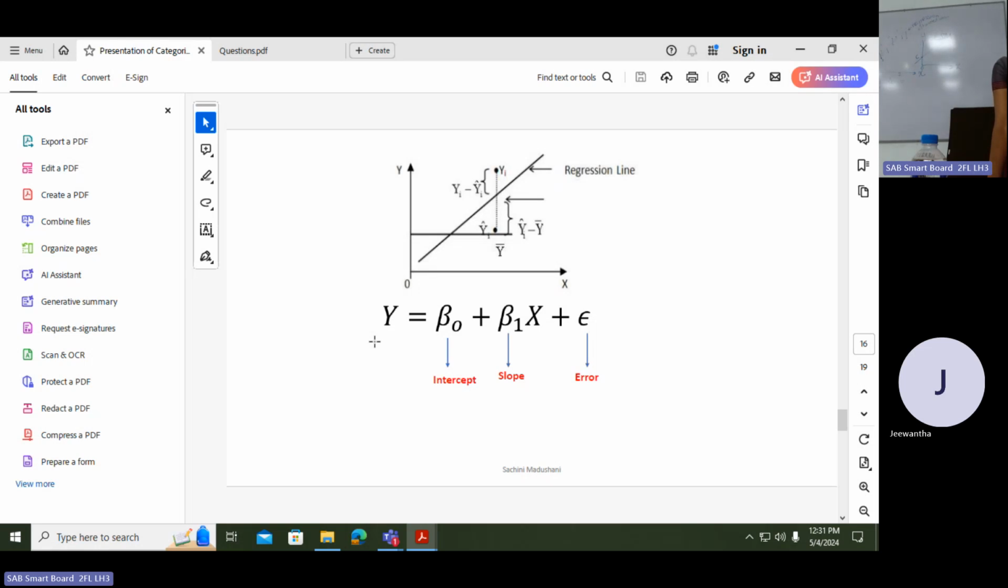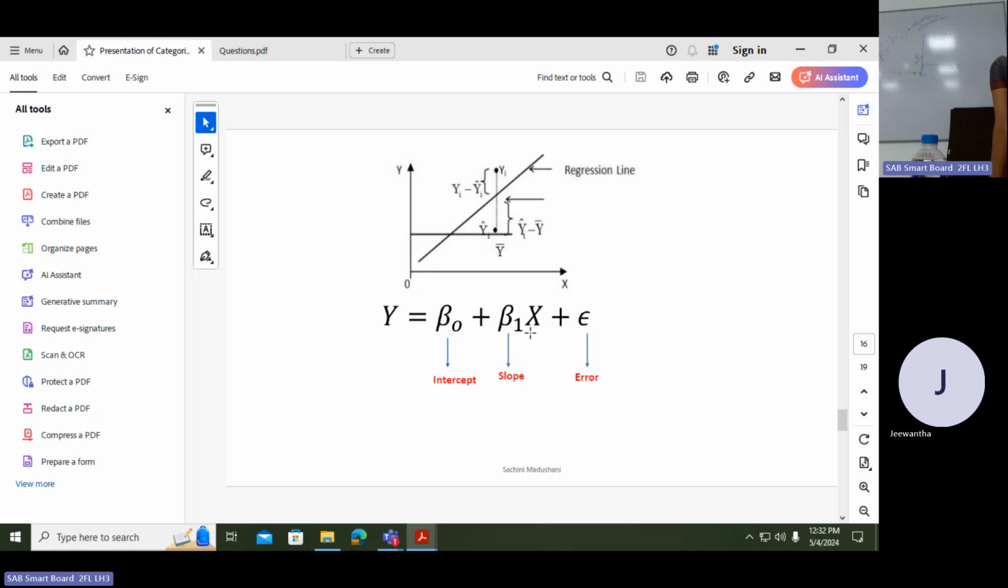Now clear? Then beta naught always represents the value when x equals 0. Understood? Then beta 1 is a slope. How to interpret the slope? It means our x value is increasing by 1 unit. Then how many units is y increasing or decreasing by? That is the meaning of this slope.